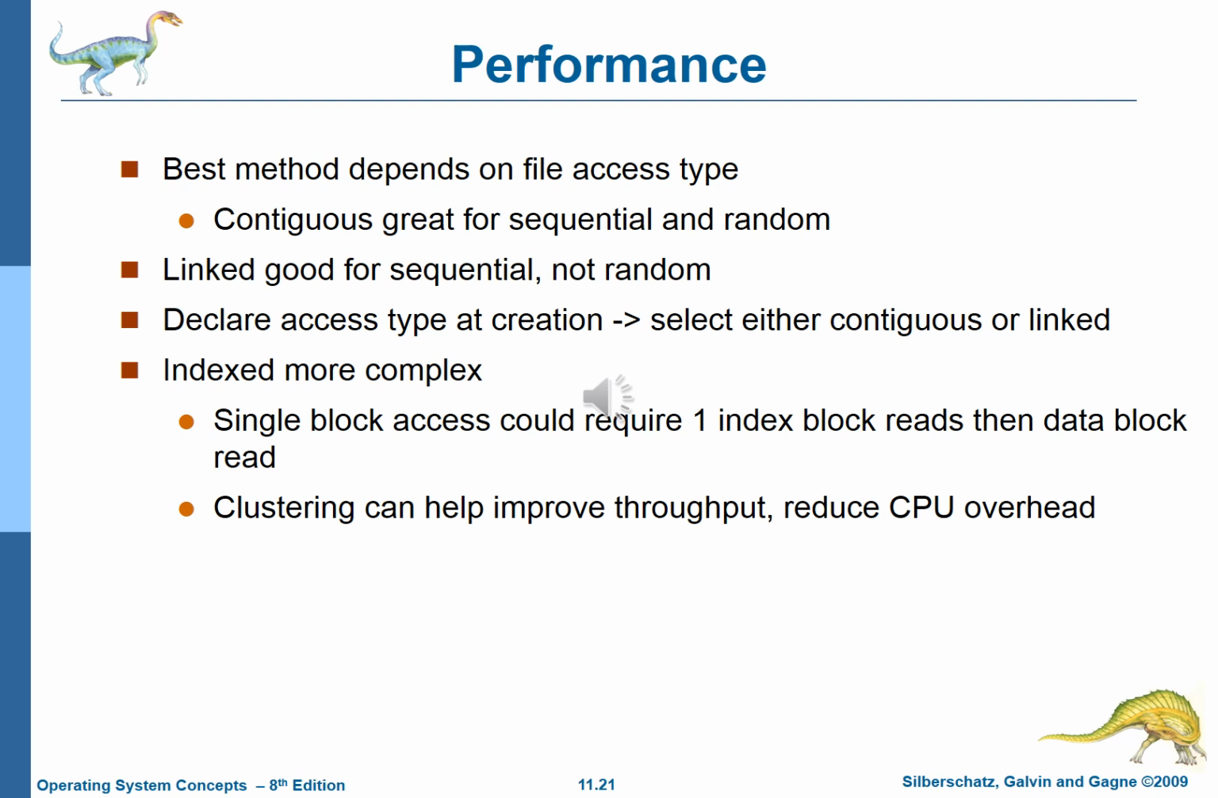Based on the access type, the appropriate allocation method can be chosen. Index allocation requires one additional block, but clustering can improve the throughput. Suppose multiple blocks can be placed together. They are clustered, they are grouped, and that grouping can improve the performance of index allocation.